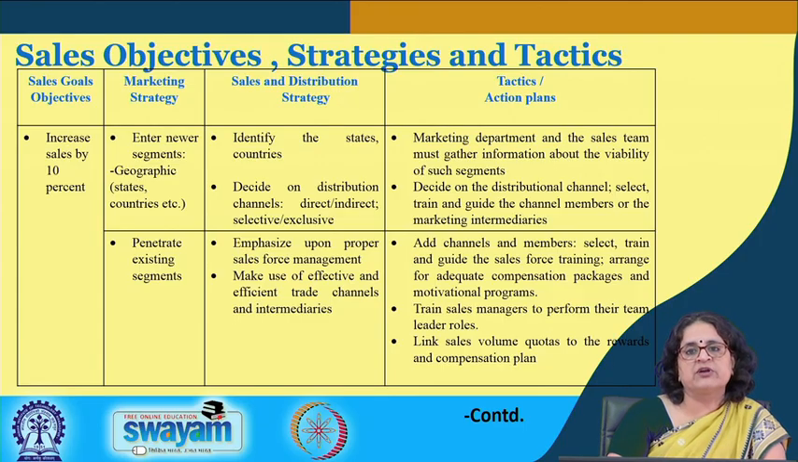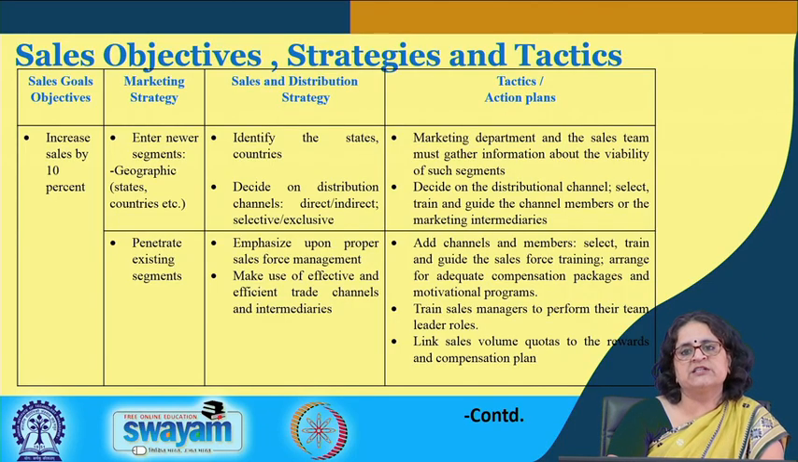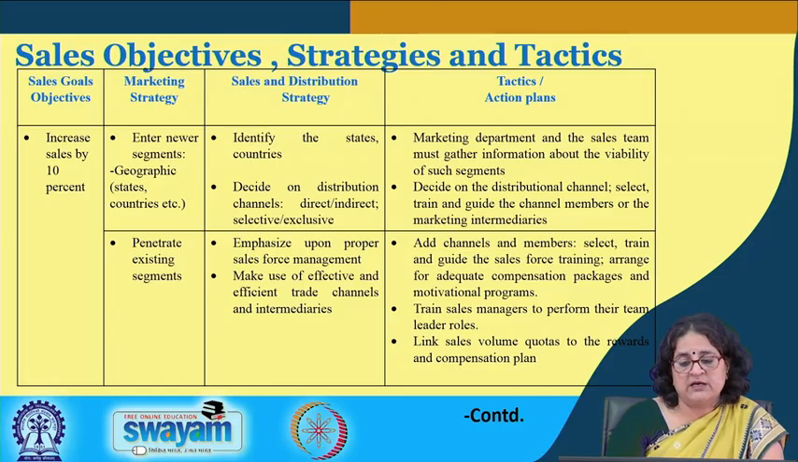One, it could penetrate existing segments. Two, it could enter newer segments, maybe new geographic territories, states, countries, etc. So in case of the first, where we talk of entering new segments, it could be new states or new countries. So what would be the sales and distribution strategy? One, identify those states, identify those countries where the company would want to enter, and then decide on the appropriate channel, direct or indirect, especially in this case, whether it would be exclusive or selective.